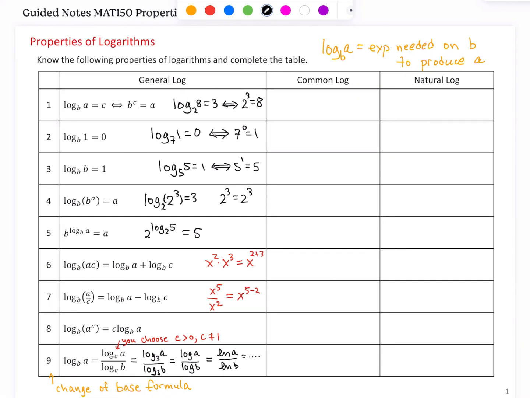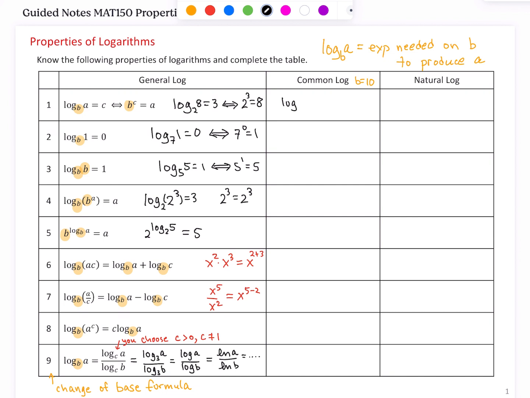Now, a goal of yours should be to use these properties so often that they eventually become natural to you, and you use them fluently without needing to look them up. Now, this first column I'm referring to as the general log properties. That's because I kept all these bases b unspecified. I could rewrite all these properties for the specific case when b is 10, and that, of course, is the base that you would have for what's called the common log.